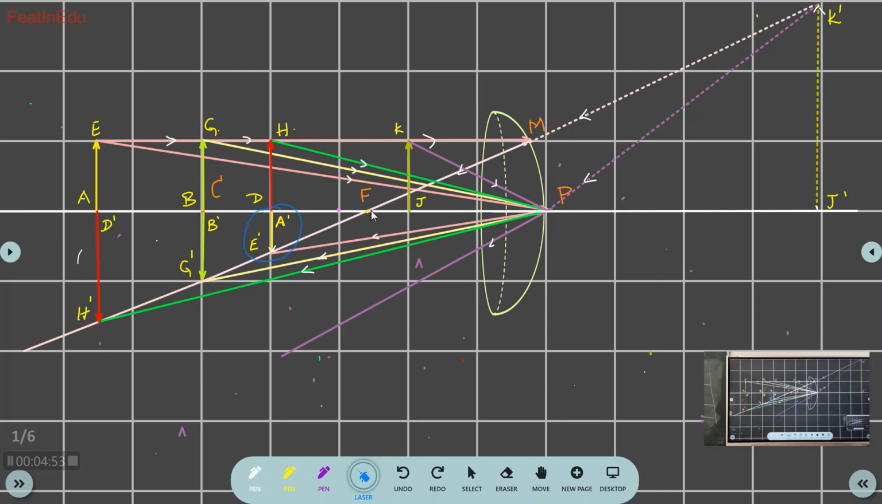Of course, when you move it between F and P, then you get a magnified image, and that is virtual, because the rays are actually diverging. This is a point of convergence if we extend the reflected ray backwards. So, my dear students, I would like all of you at this point to pause and think about what are all the physical variables that are to be considered. I repeat, physical variables. So, think about the physical variables here for a moment.